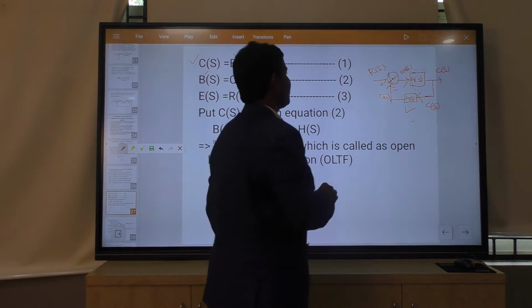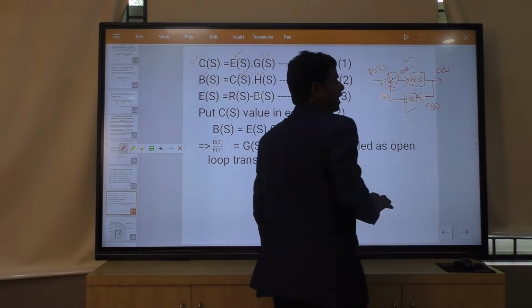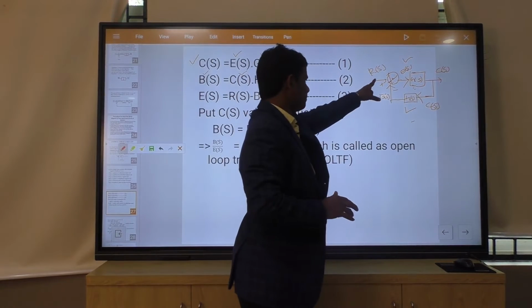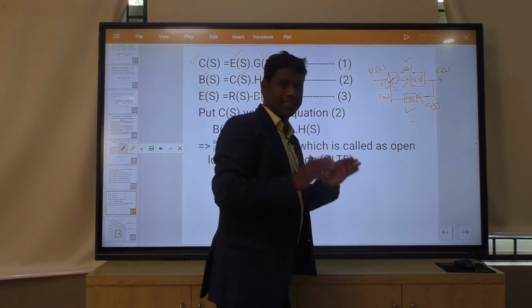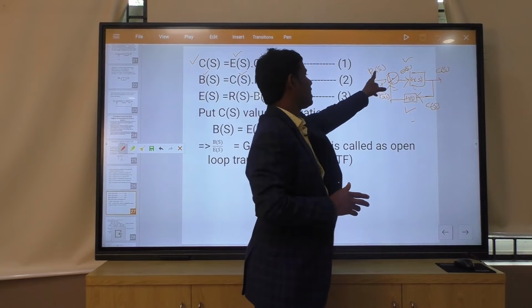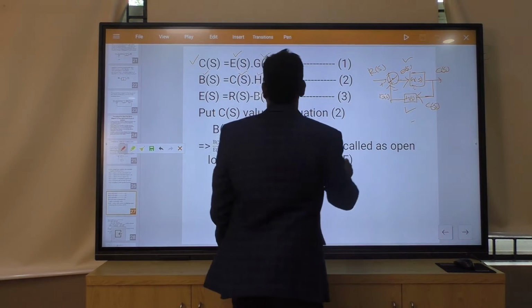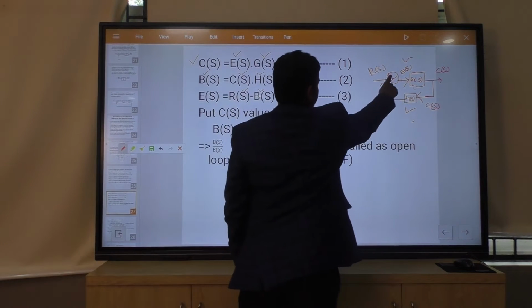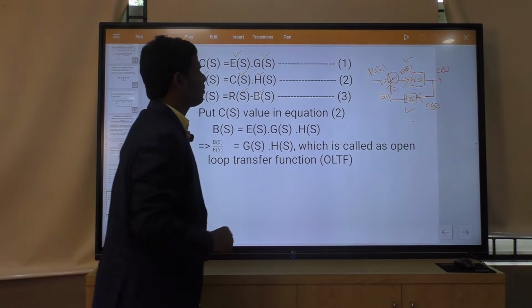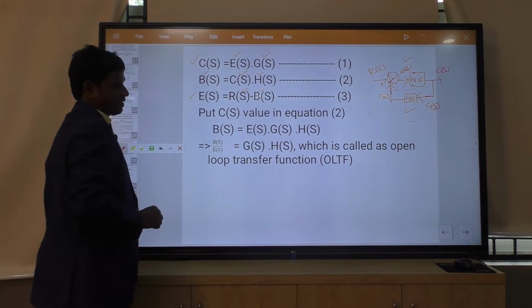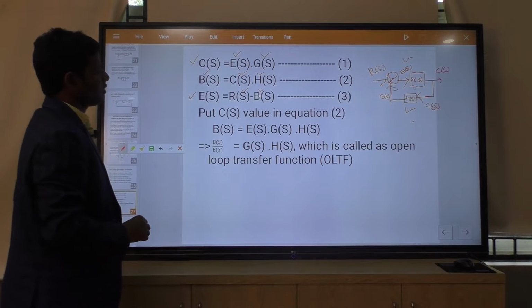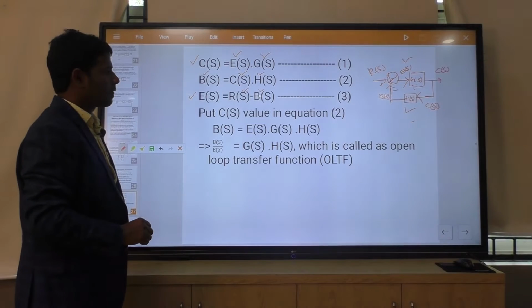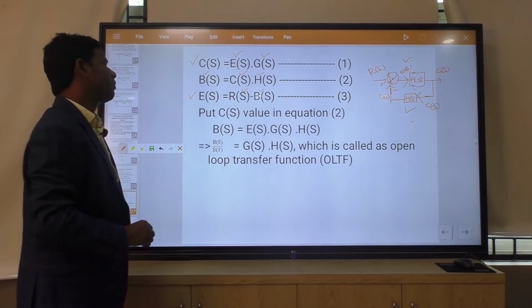See, for the error signal E(s) from the summing point, R(s) minus B(s). From the summing point you see R(s) minus B(s) is equal to how much? The output signal of the summing point is E(s). So you are getting three equations. Equation 1 from the forward path block, equation 2 from the feedback path block, and equation 3 from the summing point.